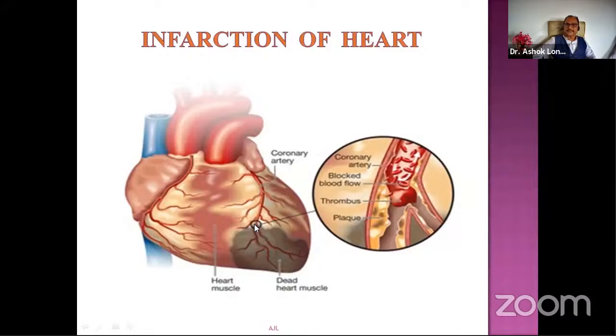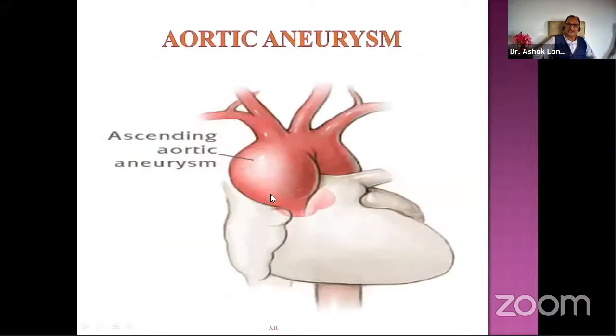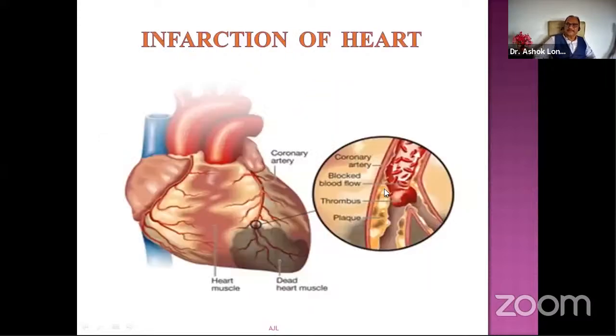So this coronary artery, it is blocked. See, it is shown in the diagram. Blocked blood flow. So what will happen? The blood is flowing on this side. The plaque is somewhere here, so it is not allowing the blood to pass here. So the blood goes on this side, and there will be less oxygen. Then what will happen?